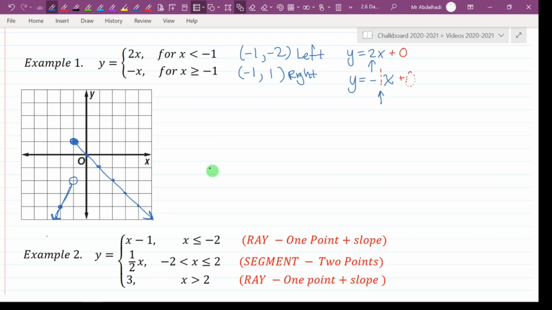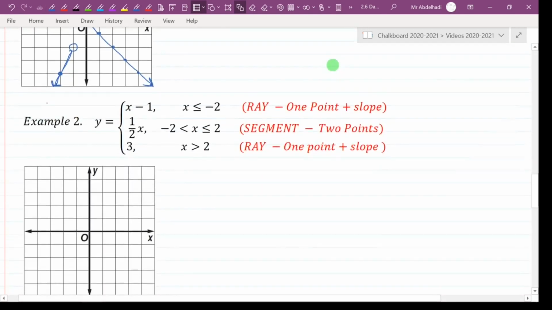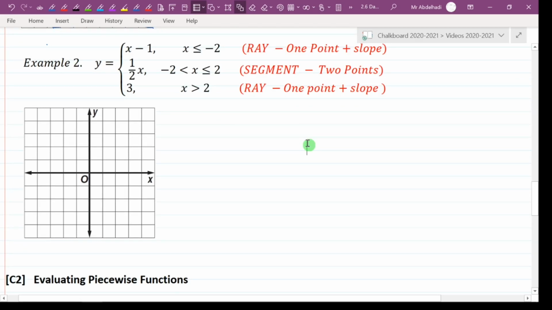All right, let's try one more here. Let's try a 3-part. That last one was a 2-piece function. Let's do a 3-piece function. So let's do what we did last time. Let's find each endpoint. Now we have 3 functions here. Okay, 1, 2, 3 pieces. We have y equals x minus 1. We have y equals 1/2 x, and we have y equals 3.